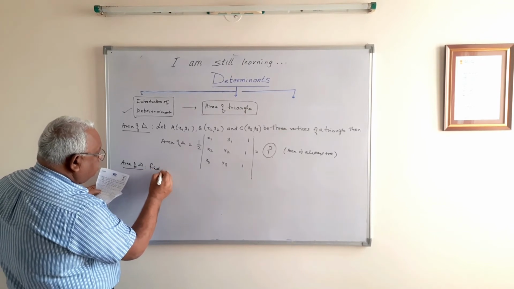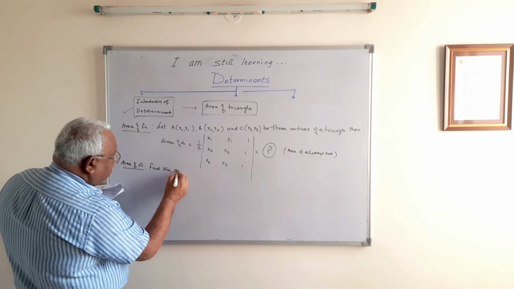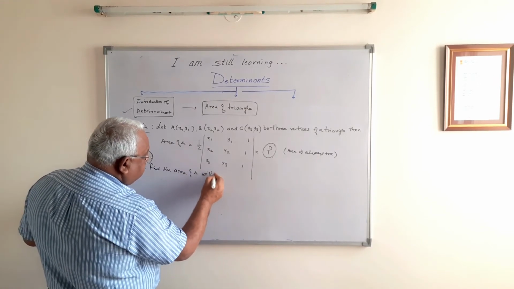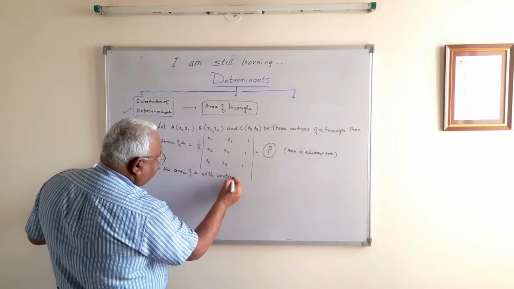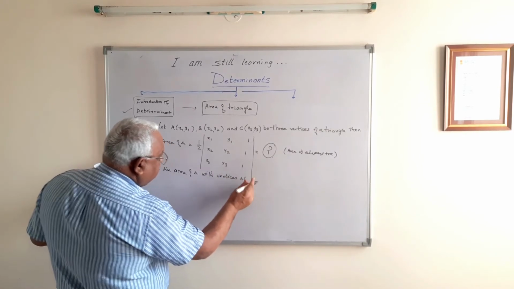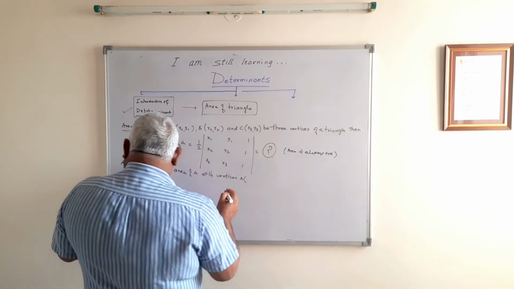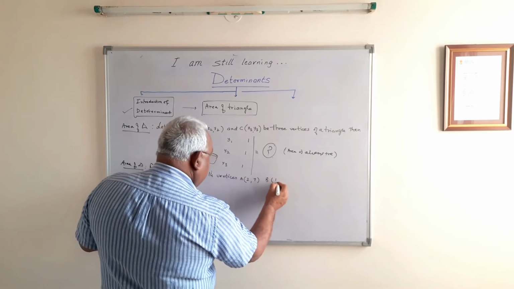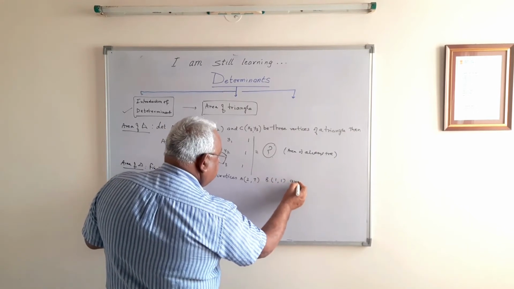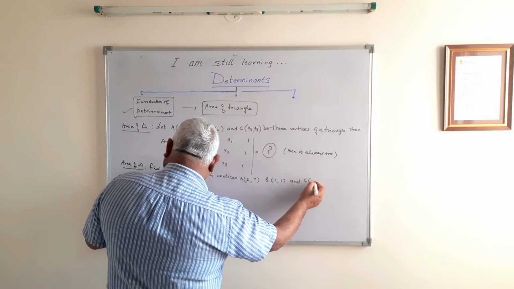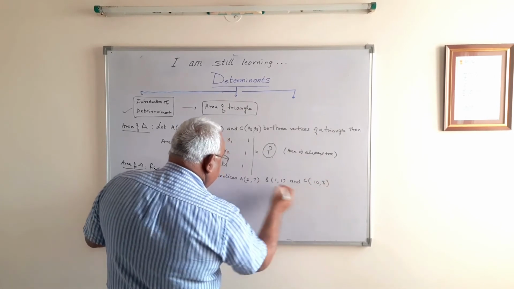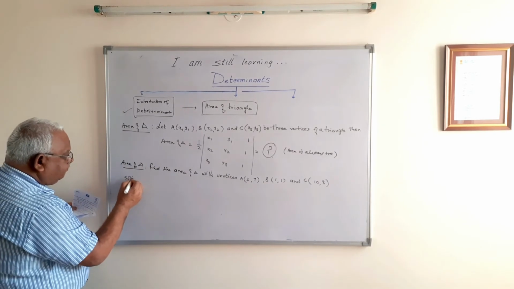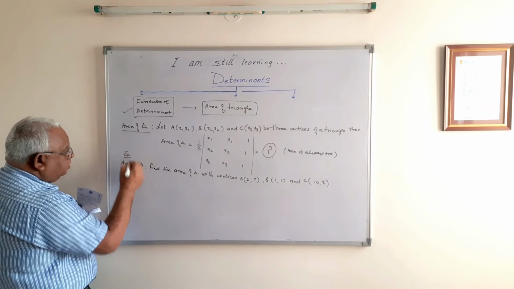Find the area of triangle with vertices A (2, 7), B (1, 1) and C (10, 8). Let us see. So the solution is, this is the example.